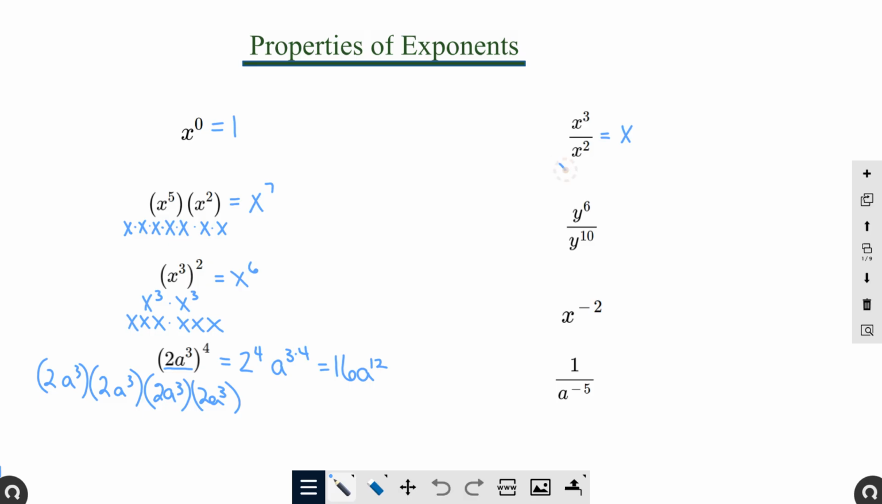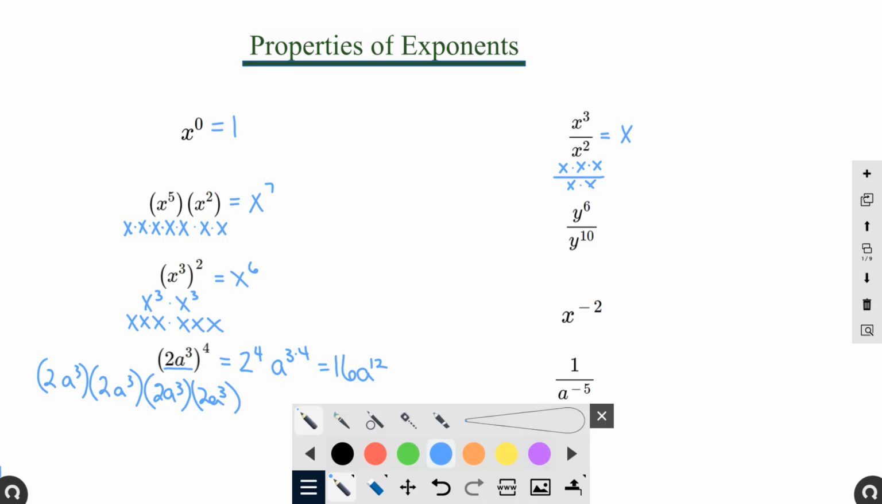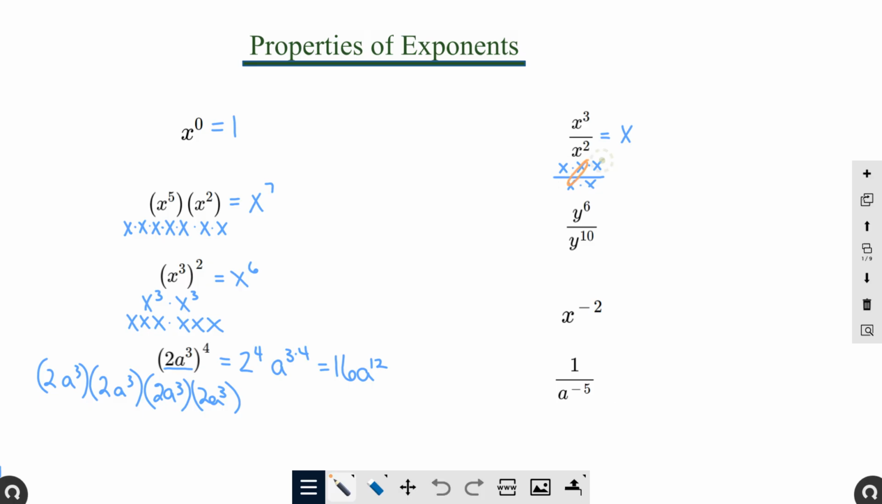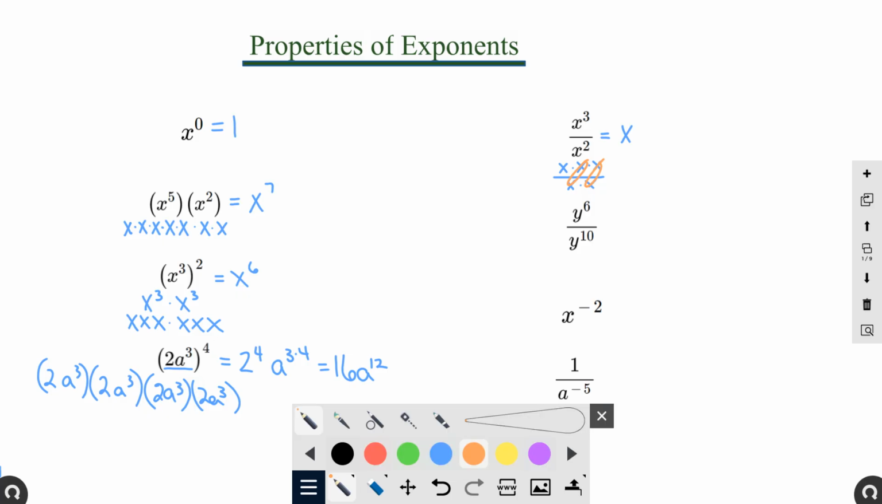Now, when in doubt, write it out. So it's 3 of the x's on top and 2 on the bottom, and we could cancel out things that are alike. So these could go away and those could go away. So we're left with just 1 x that's in our numerator.